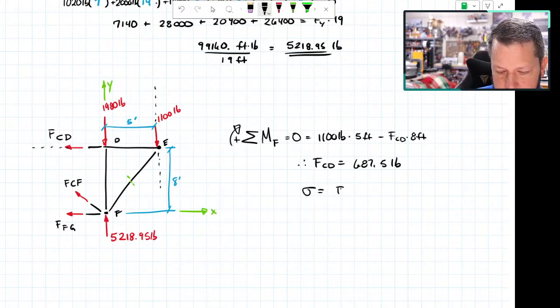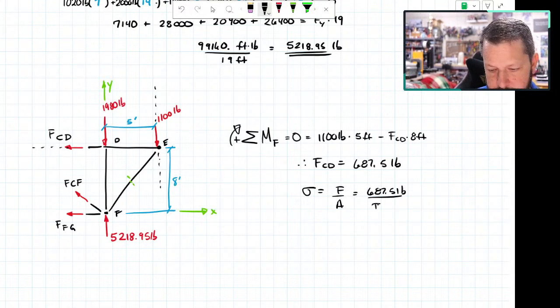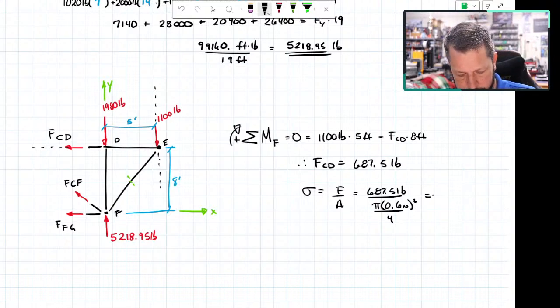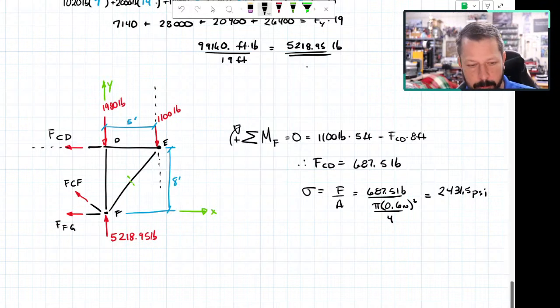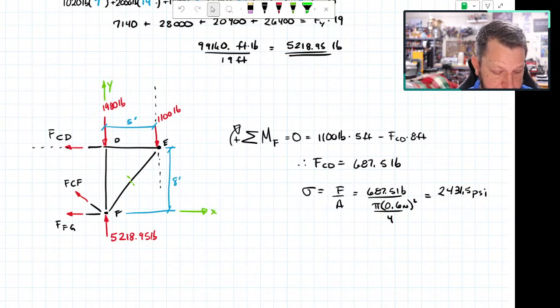Sigma equals force over area. They didn't give me the area. They gave me the diameter. And I can calculate the stress: 2,431.5 psi. I'll go plug that into Moodle real quick. Not Moodle, WebWork, and see if we get it right.